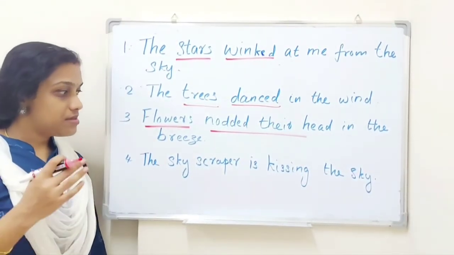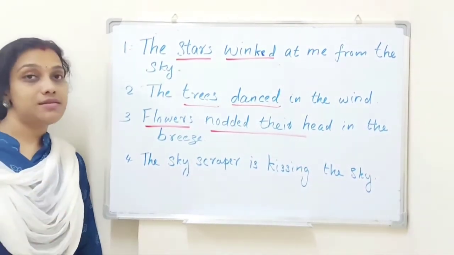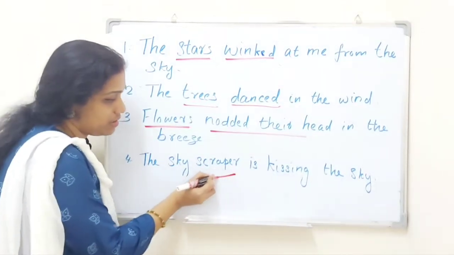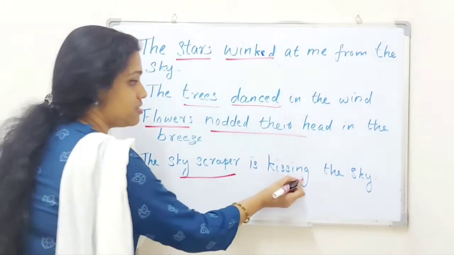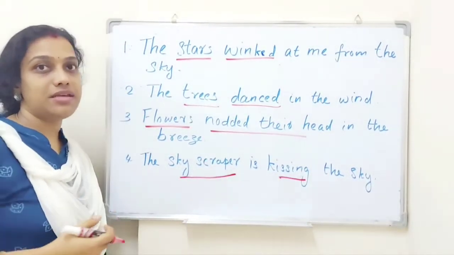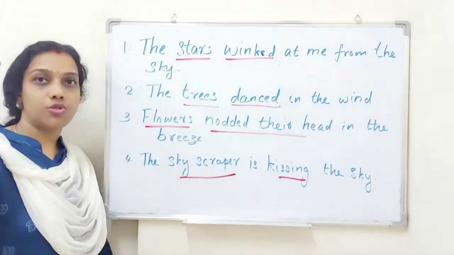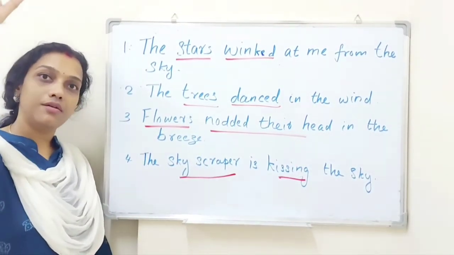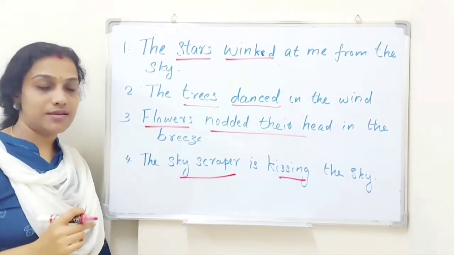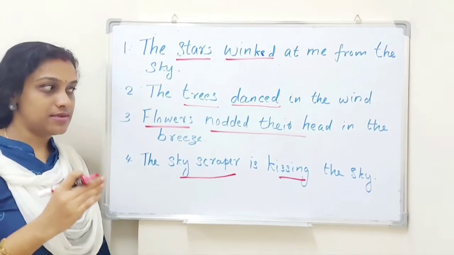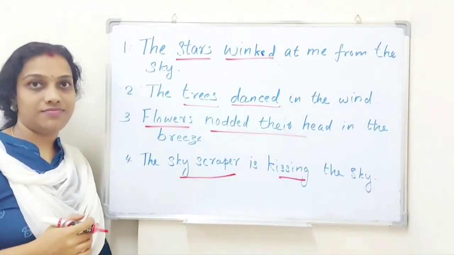Now the last one, the skyscraper is kissing the sky. Here, which one is the non-human thing? The skyscraper, right? And what is a human trait here? Kissing. So what is meant here? The meaning of the sentence is that the skyscraper is so tall that it is almost touching the height of the sky. That is the meaning given in this sentence. So the skyscraper is kissing the sky. This is another example of personification.